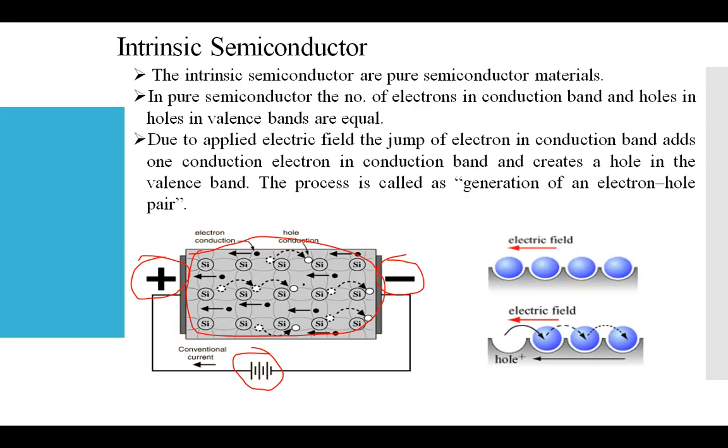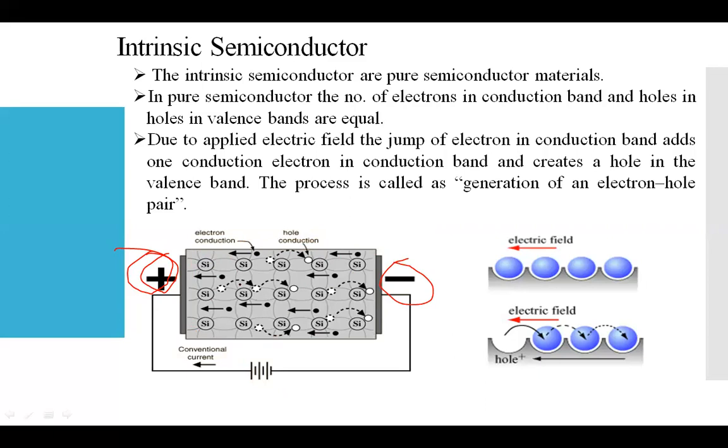the electrons are jumping into the conduction band, right? And that will add one conduction electron in the conduction band. So in this diagram, when you apply the positive terminal here and the negative terminal here, the process going on is that electrons jump into the conduction band, adding one more electron there. The electrons are attracted towards the positive terminal, and they leave a space that we call the hole, right?